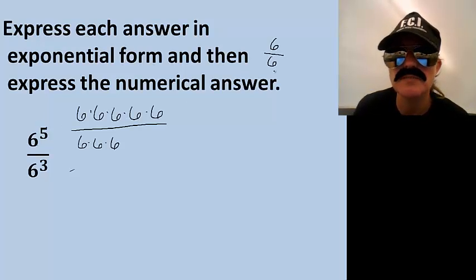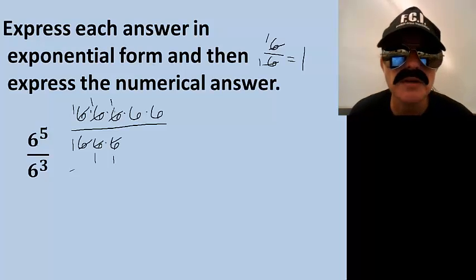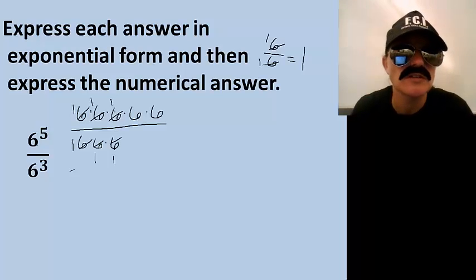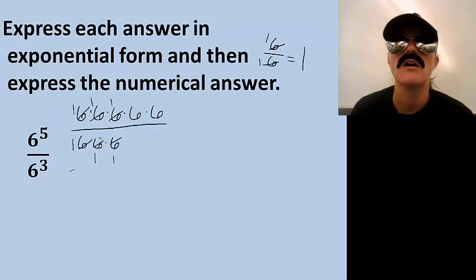If I had 6 divided by 6, most of us know that we can cancel these and create a 1. Same thing here. 6 divided by 6 is a 1. 6 divided by 6 is a 1. 6 divided by 6 is a 1. Anything multiplied by 1 is the same answer. So we don't really have to worry about that. Now, do we? No. All right.